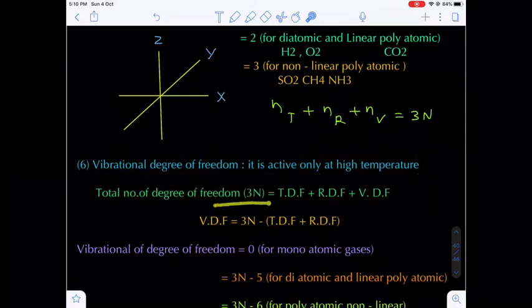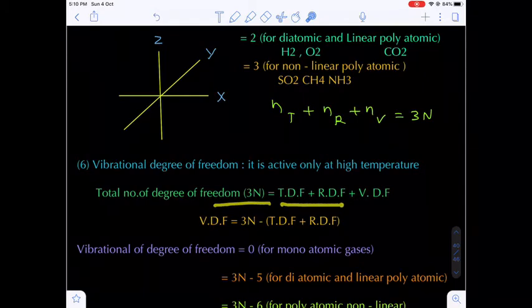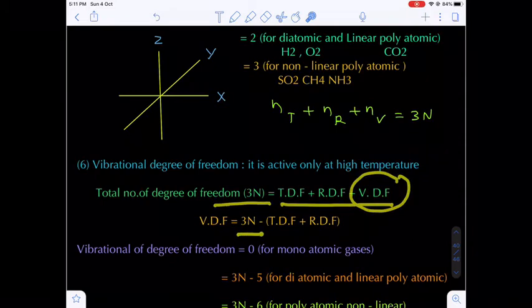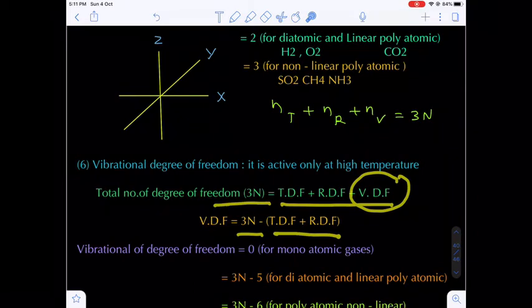Now, just now I told you the total number of degrees of freedom will be 3n, which is equal to the sum of the translational degree of freedom plus rotational degree of freedom and vibrational degree of freedom. Out of this, I want to calculate the vibrational degree of freedom, which is equal to the total number of degrees of freedom minus the translational and rotational degrees of freedom. Are you getting my point?